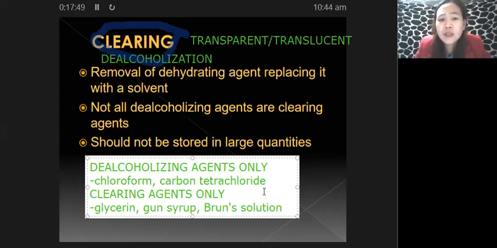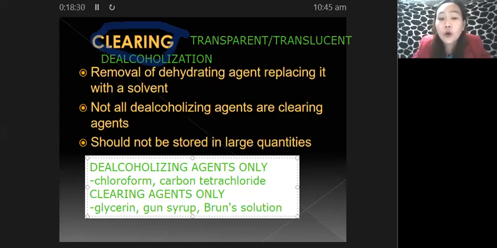In order for a particular reagent to make your tissue sample transparent or translucent, it should be able to improve the refractive index of your tissue. Improving the refractive index is only for clearing agents. So your dealcoholizing agents, since they do not make your tissue samples transparent or translucent, also do not improve the refractive index of your tissue.